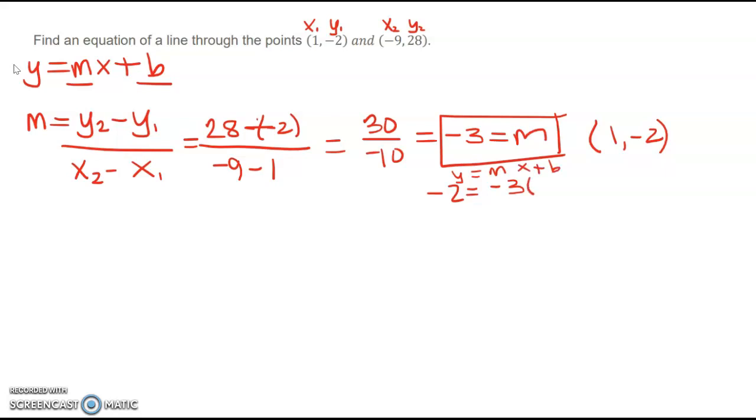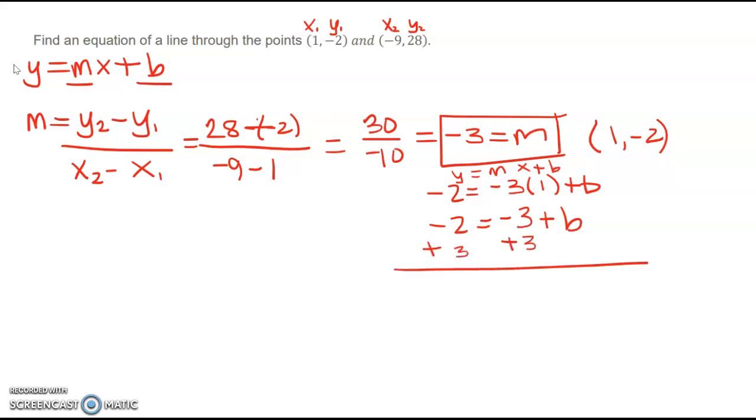So x is 1, and then plus, we just want to leave it as b because that's what we're trying to find here. So -2 = -3 times 1, which is just -3, plus b. Add the 3 to both sides to isolate that b. Those cancel, so -2 plus 3, we just get 1 = b.